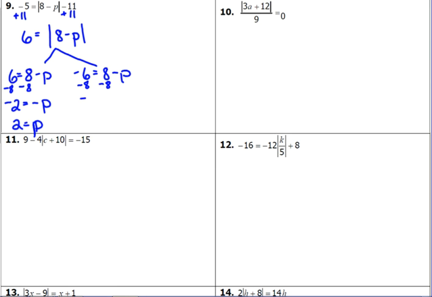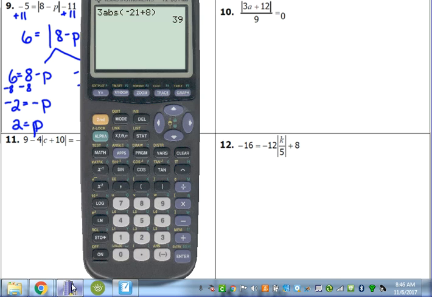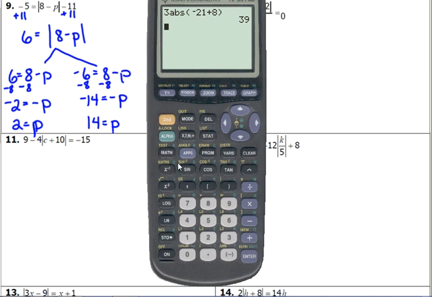In the other one, subtract 8 from both sides. We get negative 14 is equal to negative p. So it becomes positive 14. So I'm going to use my calculator on this one. Absolute value of 8 minus 2. Close my parentheses because the absolute value bars end, minus 11. I get negative 5, and then I'm going to check 14.